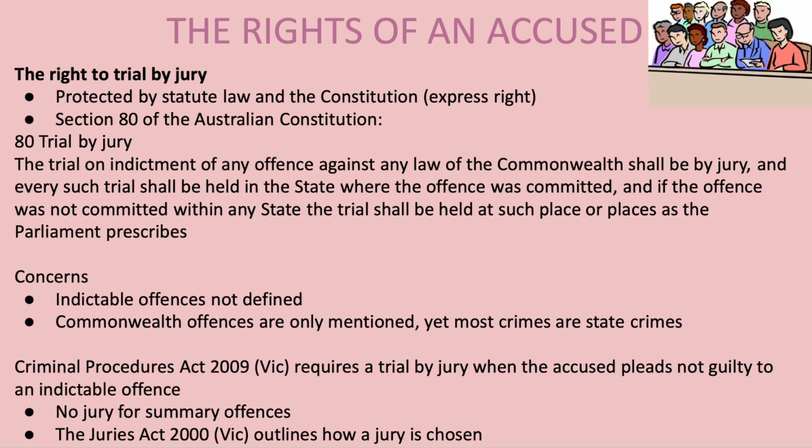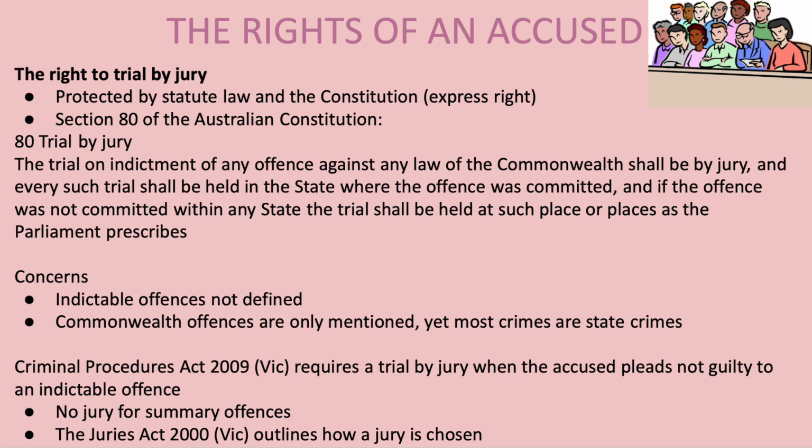The right to trial by jury. This right is protected by statute law and the Constitution. Section 80 of the Australian Constitution states that the trial on indictment of any offence against any law of the Commonwealth shall be by jury, and every such trial shall be held in the state where the offence was committed, and if the offence was not committed within any state, the trial shall be held at such place or places as the Parliament prescribes. Some concerns are that indictable offences are not defined, and Commonwealth offences are only mentioned, yet most crimes are state crimes.